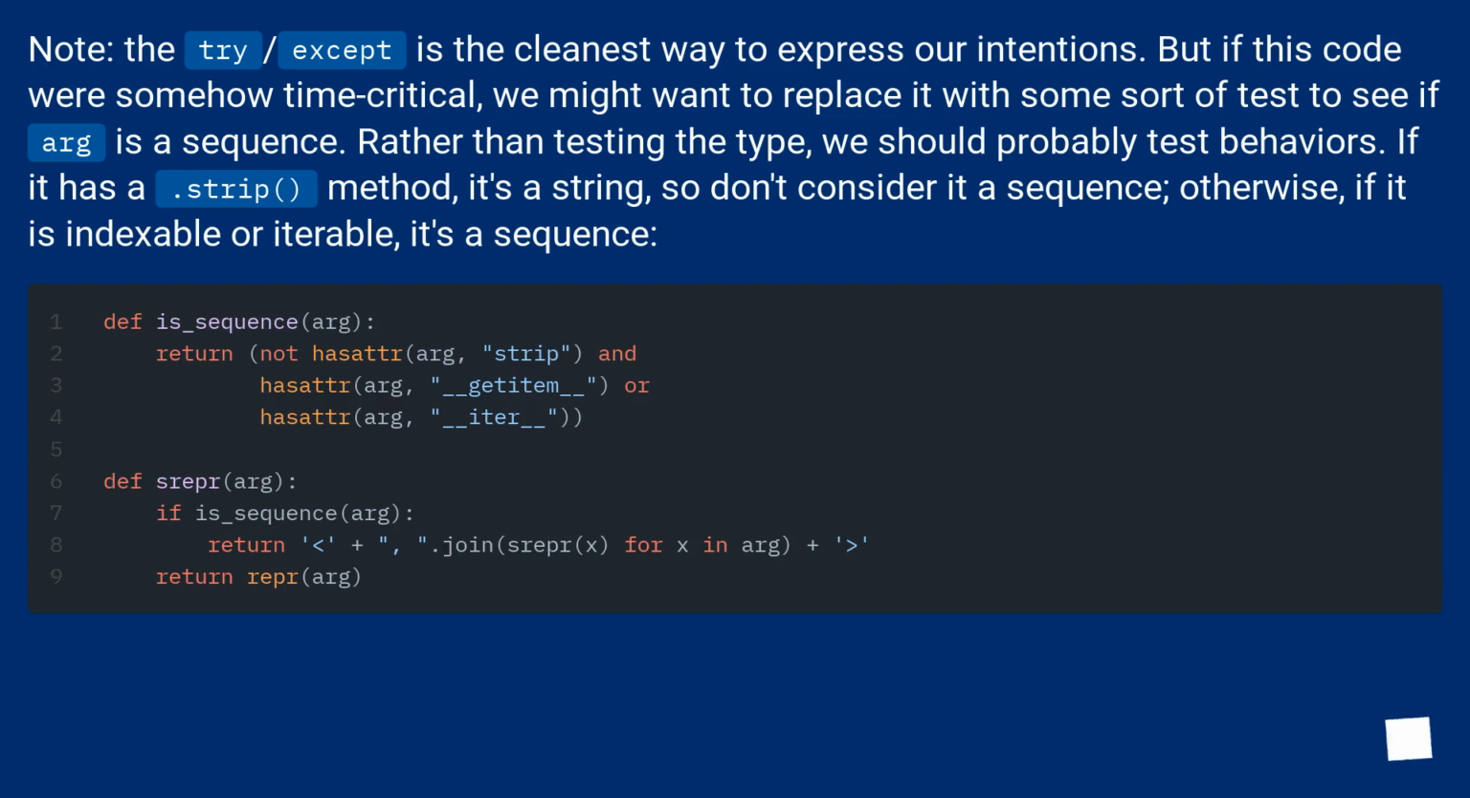Note, the try/except is the cleanest way to express our intentions. But if this code was somehow time critical, we might want to replace it with some sort of test to see if arg is a sequence. Rather than testing the type, we should probably test behaviors. If it has a .strip method, it's a string, so don't consider it a sequence. Otherwise, if it is indexable or iterable, it's a sequence.